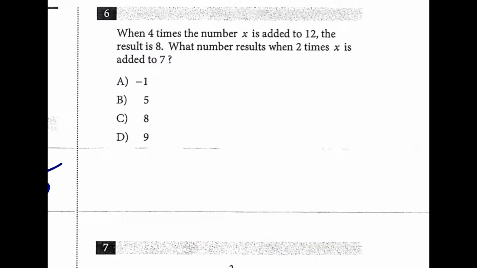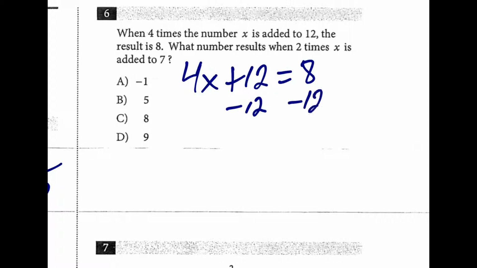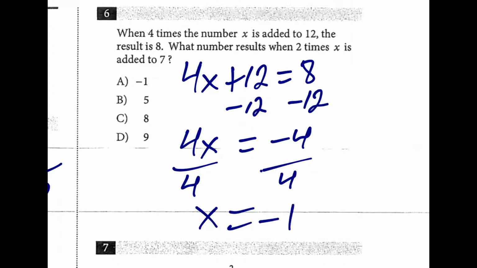This is another problem where there are two solutions. If we simply take 4x plus 12 is equal to 8, and we solve this for x, it's a standard two-step equation. The only twist is a negative here. We end up with x equals -1.